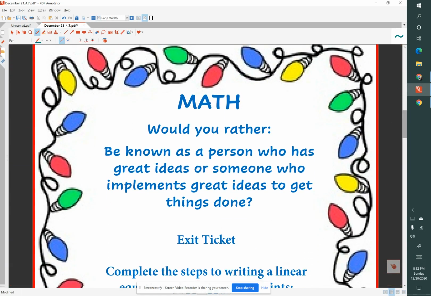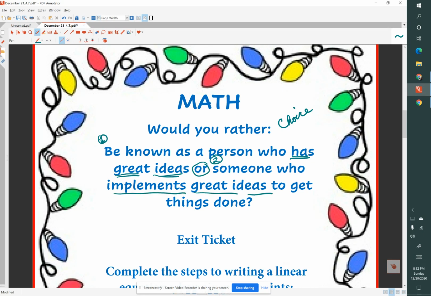Well, here's our do now. It's an interesting question. Would you rather be known as a person who has great ideas or someone who implements great ideas to get things done? Let's think about that. You have a choice between 2 things. The first thing is, would you rather be known as a person who has great ideas? The second choice, or, someone who implements great ideas.